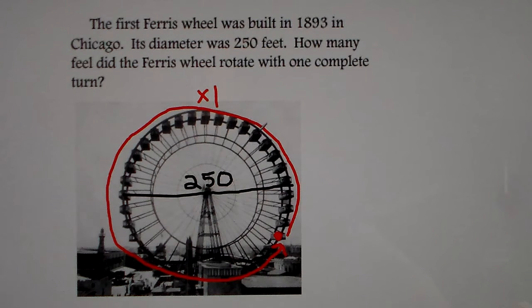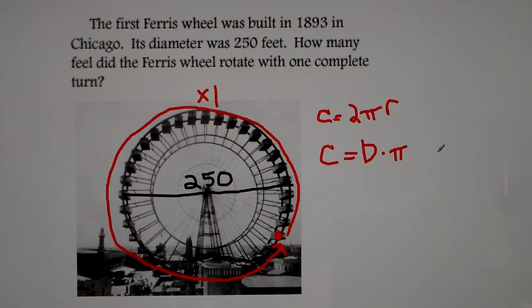So to find out the one time of the rotation, all we have to do is find the circumference. So the circumference is equal to 2 times pi times the radius. Or like I said before, the circumference is also equal to the diameter times pi. So 250 times pi gets you 785.39.